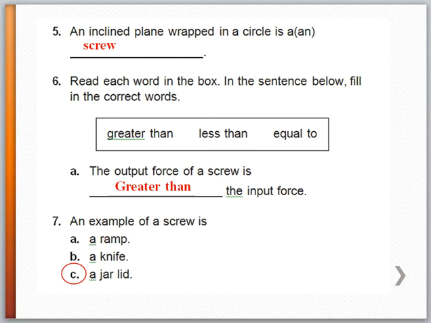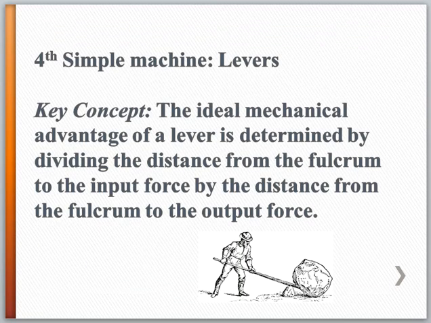An inclined plane wrapped in a circle. That's a screw. The output force of a screw is greater than the input force. And an example of a screw is like a jar lid. Okay, a jar lid. All right, the fourth simple machine, remember there are 6. This is the fourth of 6.